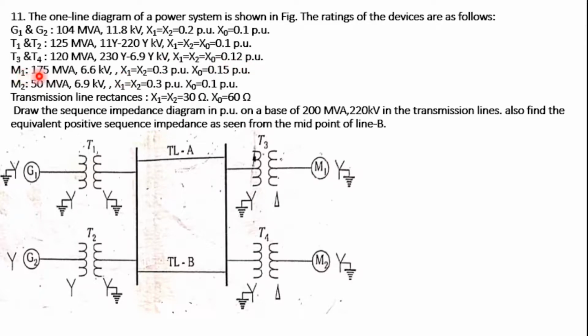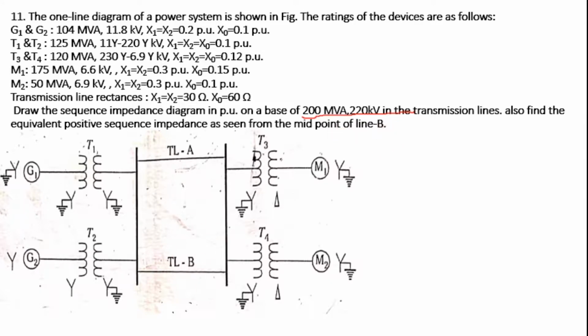For the motor M1, 175 MVA, 6.6, X1 equal to X2 equal to 0.3, X0 equal to 0.15. M2 is 50 MVA, 6.9, X1 equal to X2 equal to 0.3, X0 equal to 0.1. For the transmission line reactances, X1, X2 is 30, X0 is 60. Draw the sequence impedance network on a per unit base of 200 MVA, 220 kV on the transmission line. Also find the equivalent positive sequence impedance as seen from the midpoint of line B.